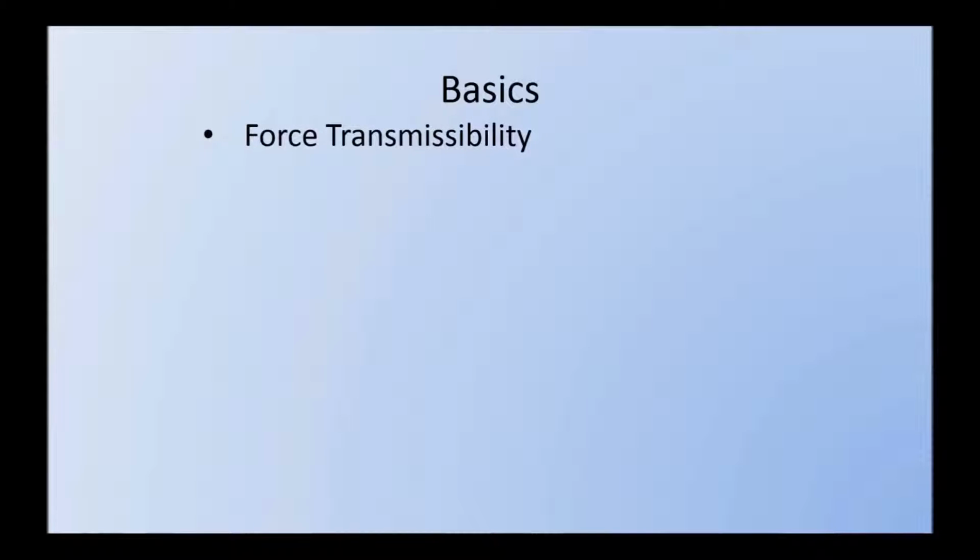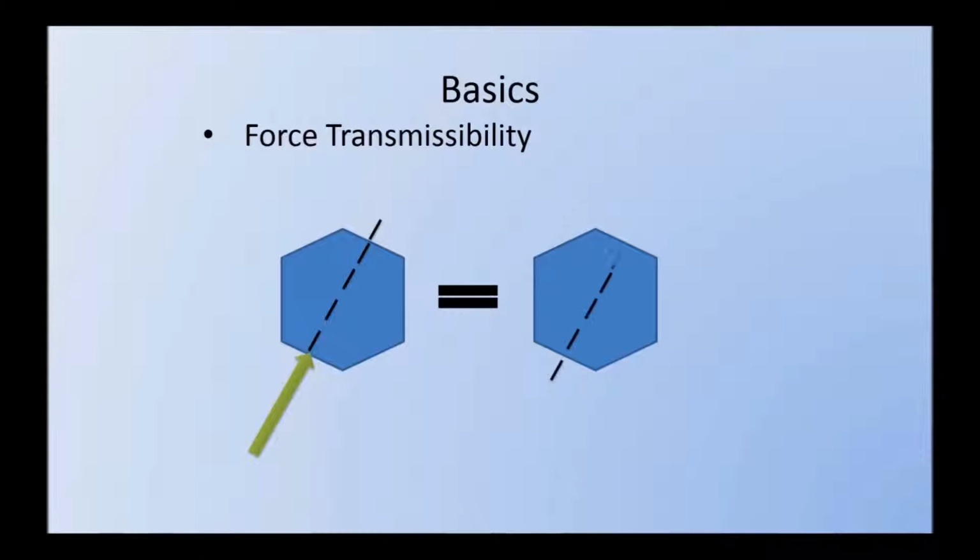Now the first thing we're going to talk about is force transmissibility. Now what this is: if we have a force placed here on this hexagon, and we have the force's line of action, we can move that force anywhere along that line of action without having to induce a moment.